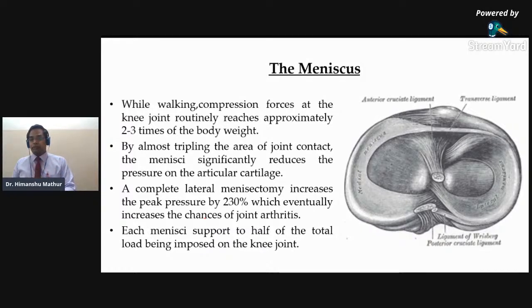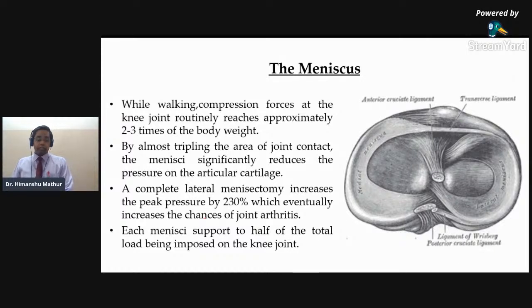मान लो मेरा बॉडी वेट 60 kgs है, तो नॉर्मली जब मैं वॉक कर रहा हूँ, चल रहा हूँ, तो मेरे नी जॉइंट पे जो कंप्रेसिव लोडिंग आ रही है, that would be equal to somewhere 180 kgs. All right, now अगर मेरा मेनिसेक्टमी हो गया है, तो it would increase the compressive loading by another 200%. इसका मतलब 180 plus 180. So now the force which is acting between my knee joint could be somewhere nearly around 360 kilograms by just removal of one area of your meniscus.